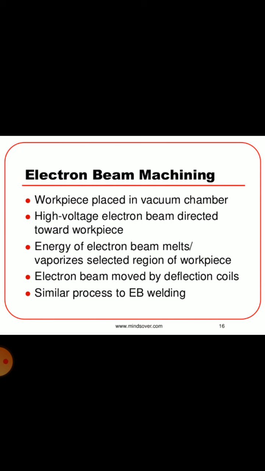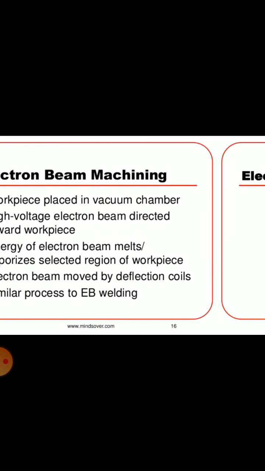Next is electron beam machining, in which workpiece is placed in vacuum chamber, and a high voltage electron beam is directed towards workpiece. Energy of electron beam melts and vaporizes selected region of workpiece. Electron beam is moved by deflection coils. Similar process to electron beam welding. This is electron beam machining.